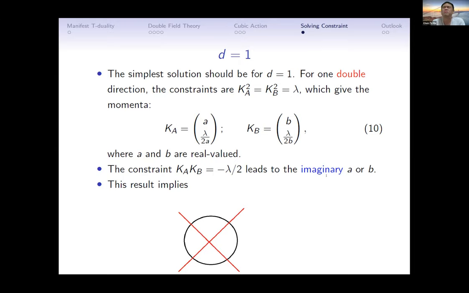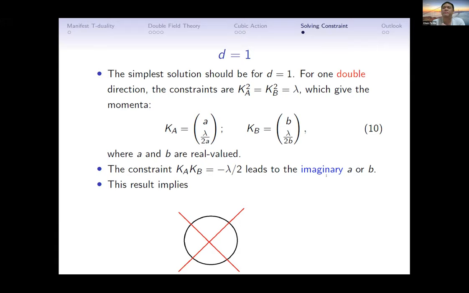Let me remind that in string theory, for one compact space, we can see the self-dual radius spectrum, but now it vanishes. We cannot see it in double field theory. So hence we can see the difference here.